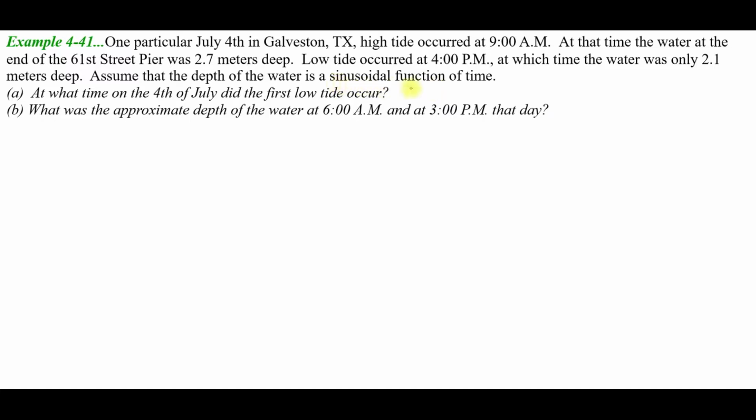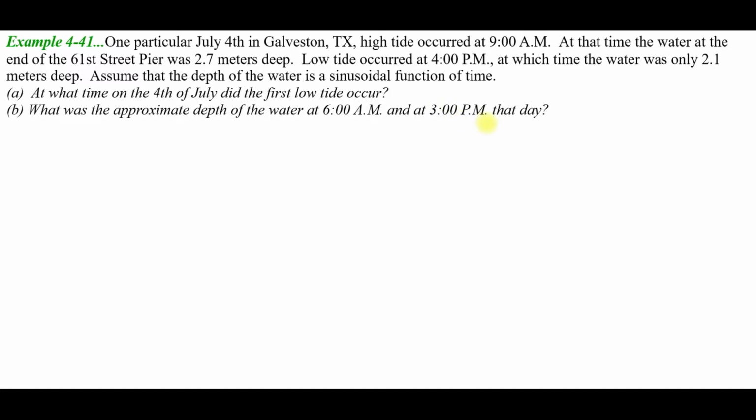So you might see this word sinusoidal. You might see the word sine wave. Either of those words means that you could do a sine or a cosine graph. So just because you see sinusoidal or sine wave does not imply that you have to use sine. So at what time on the 4th of July did the first low tide occur? And then what was the approximate depth of the water at 6 a.m. and 3 p.m. on that day?